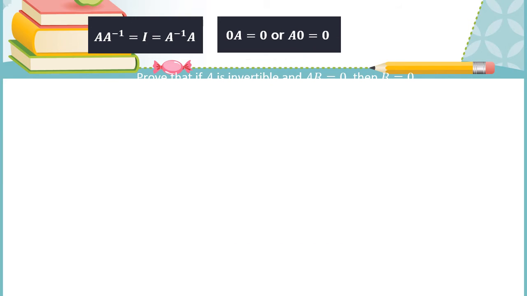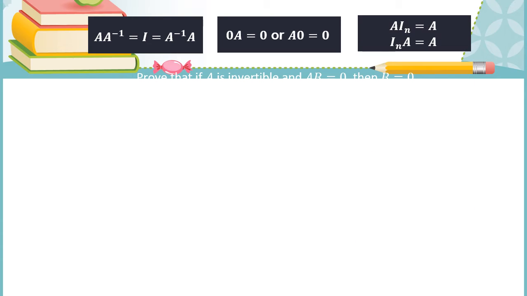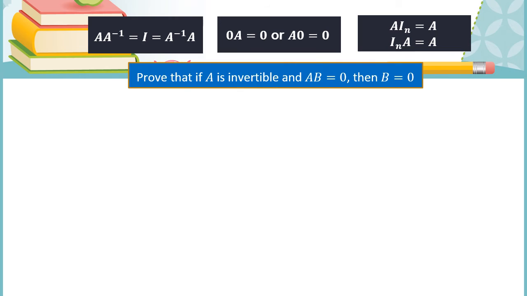Using the three properties and conditions, A multiplied by A inverse is equal to I, or also equal to A inverse multiplied by A. 0 multiplied by A is equal to 0, or A multiplied by 0 is equal to 0. And A multiplied by I is equal to A, or I multiplied by A is equal to A. We can prove that if A is invertible and AB is equal to 0, then B is equal to 0.